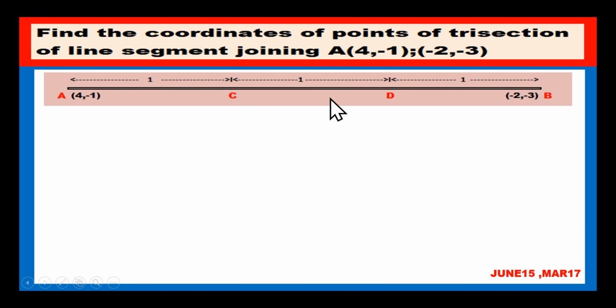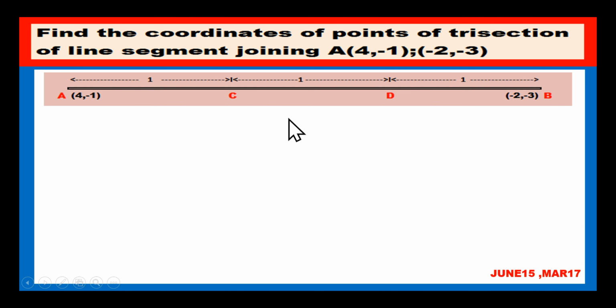By means of these 2 points C and D, you can divide the total line segment AB into 3 equal parts. Therefore, the points of trisection means you have to find the coordinates of C and also the coordinates of D. If you observe, C is at a distance of 1 unit from A, but C is at a distance of 1 plus 1, 2 units from B.